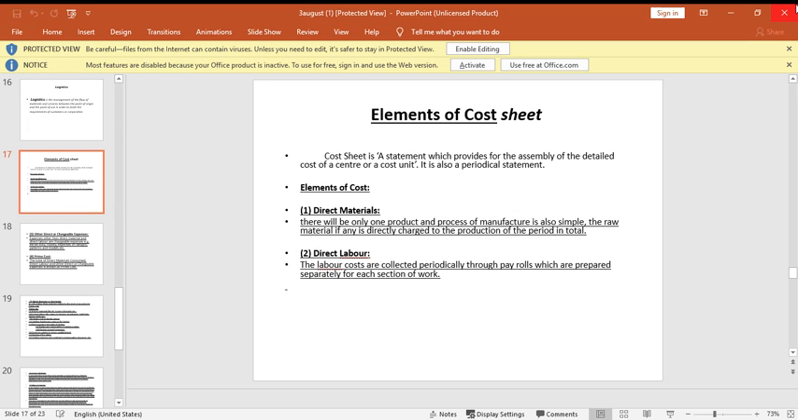Then next, direct labor. The labor costs are collected periodically through payrolls which are prepared separately for each section of work.